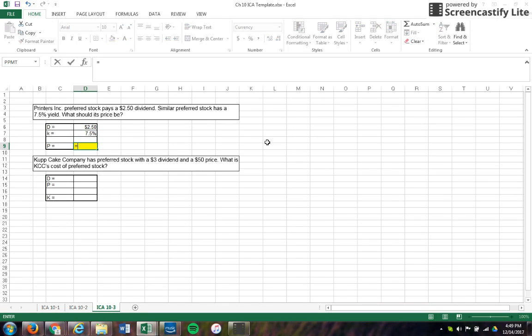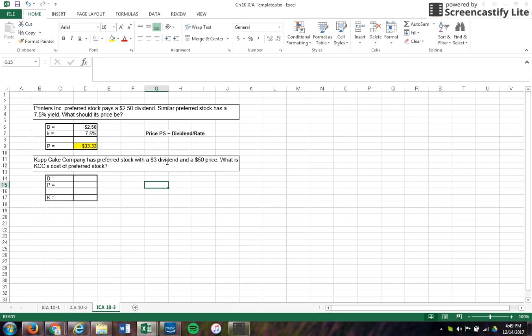So to calculate my preferred stock, it's just my dividend divided by my rate. We get $33.33. So price for preferred stock is equal to my dividend divided by my rate. Okay. Well, we can simply take that, using a little bit of algebra, and rearrange that to figure out what our rate is, or our cost of preferred stock that we have.